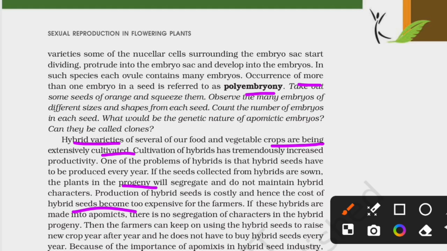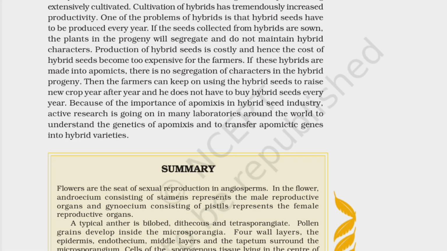the farmers. If these hybrids are made into apomicts, there is no segregation of characters in the hybrid progeny. Then the farmer can keep on using the hybrid seed to raise a new crop year after year, and he does not have to buy hybrid seed every year. Because of the importance of apomixis in the hybrid seed industry, active research is going on in many laboratories around the world to understand the genetics of apomixis and to transfer the apomictic gene into hybrid varieties.